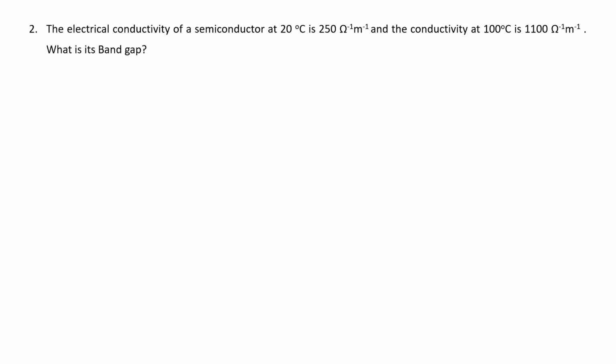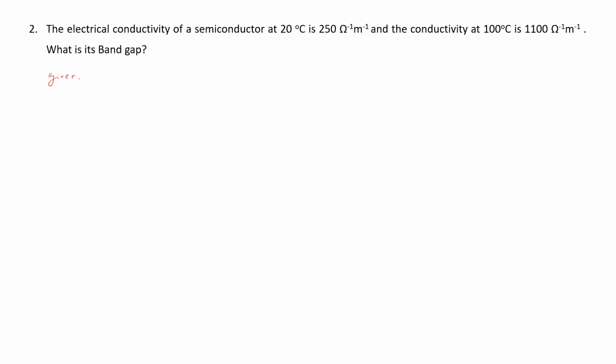Let us read the problem. The electrical conductivity of germanium at 20 degrees C is 250 mho per meter, and at 100 degrees C it is 1100 mho per meter. What is its band gap? So that is the question. So we know the equation for connecting the band gap and the conductivity. So let us start with that.